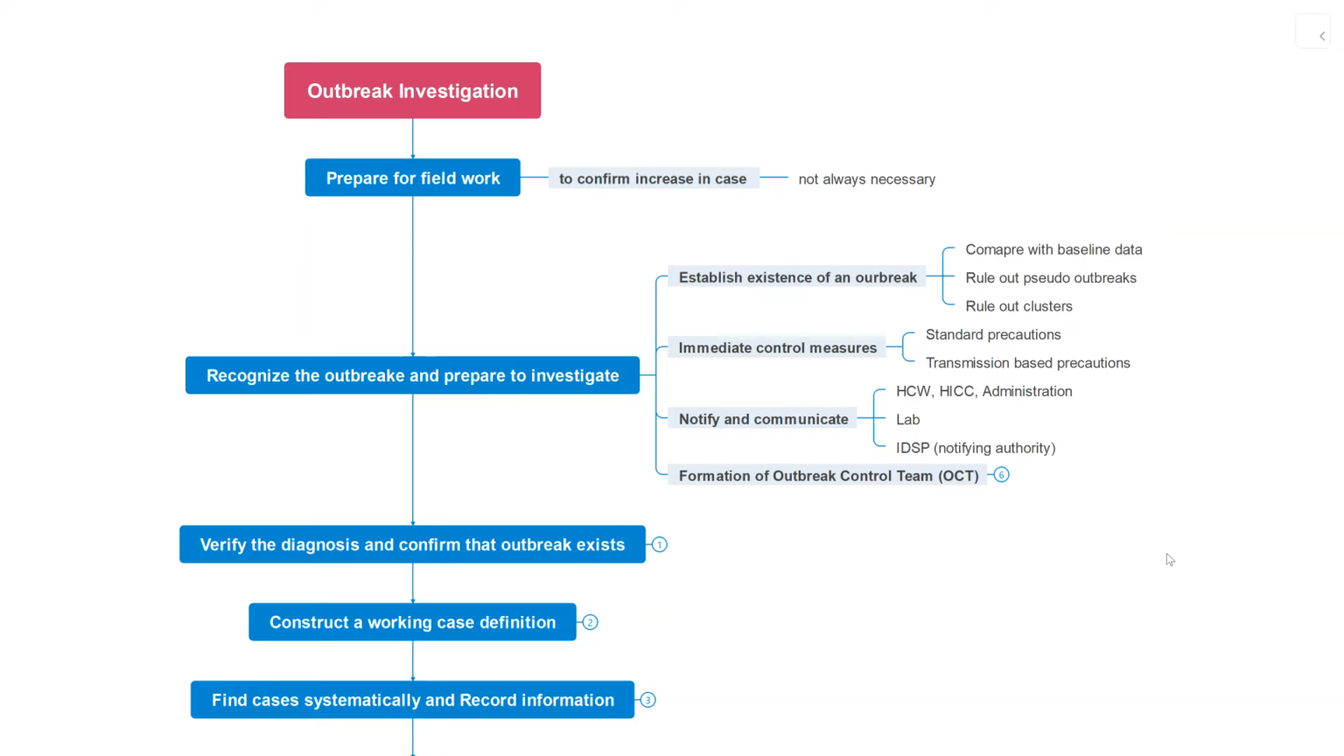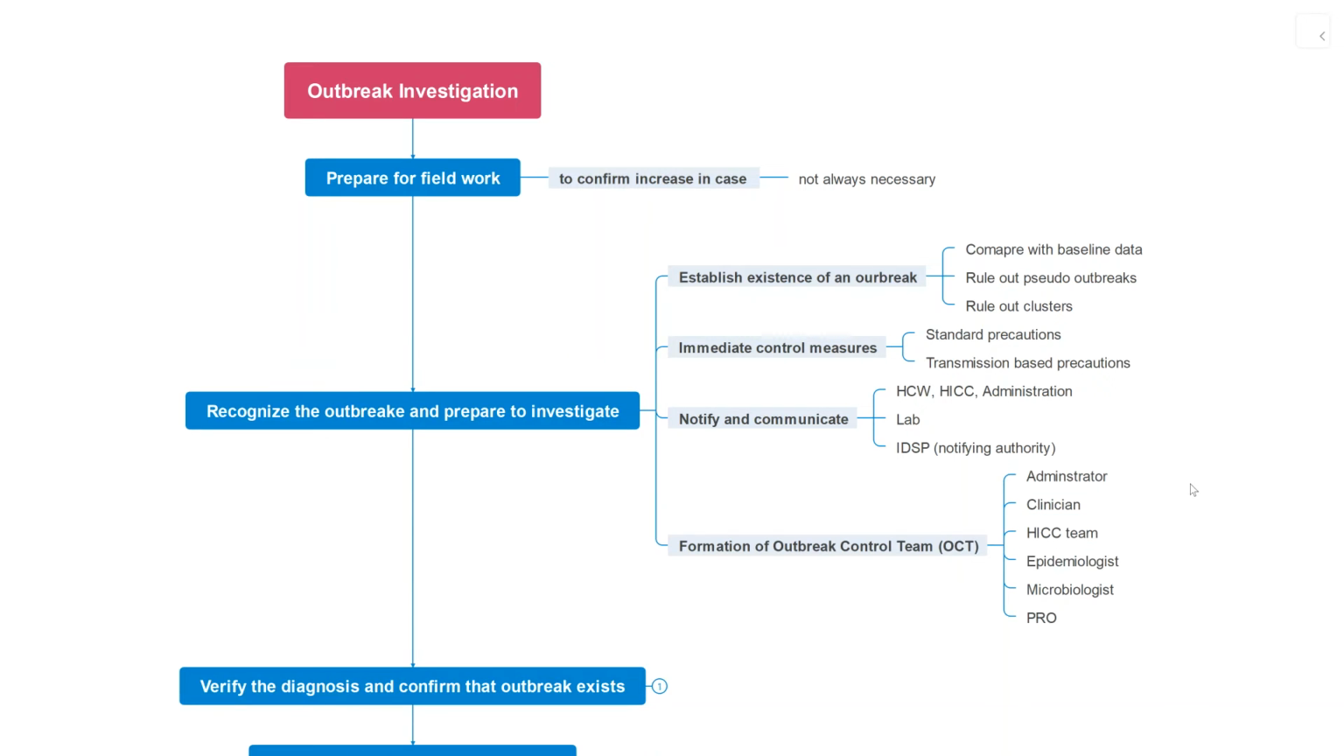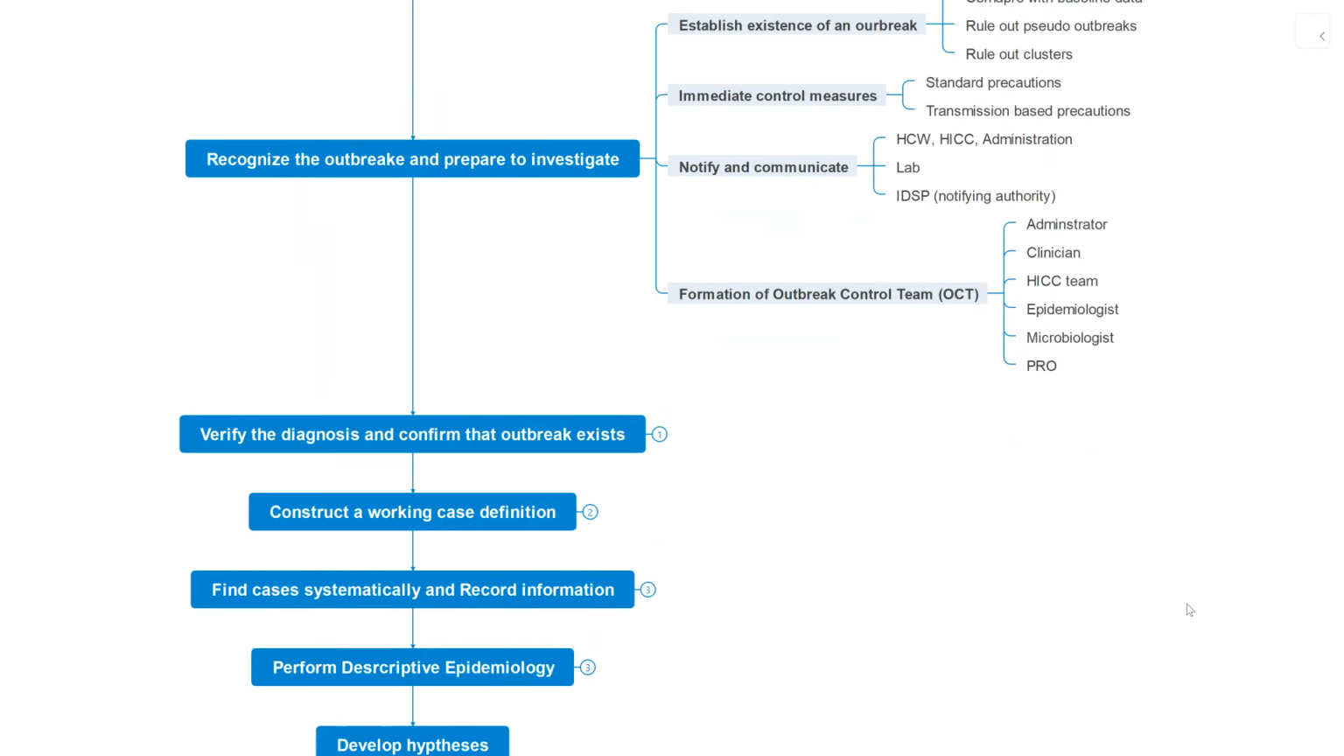Then form an outbreak control team, that is OCT. The main members of this committee should be the hospital administrator, clinicians, infection control team members, epidemiologist, microbiologist, and PRO. So this is about the second step.